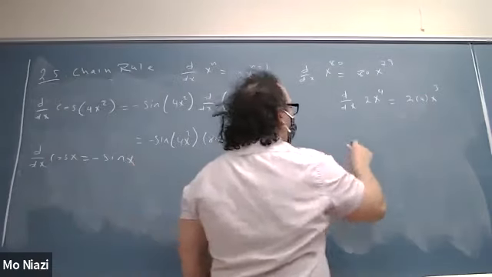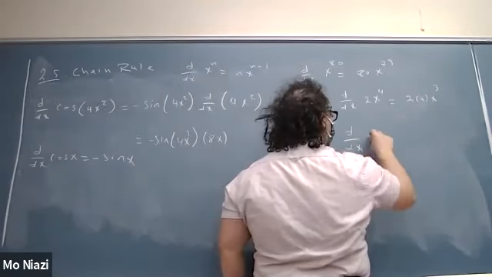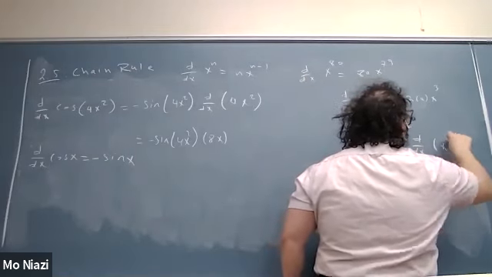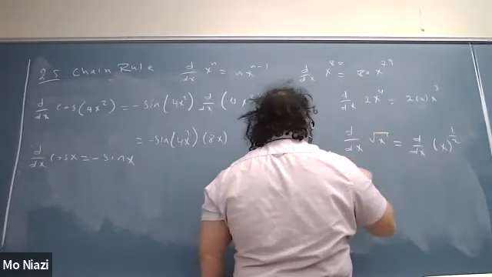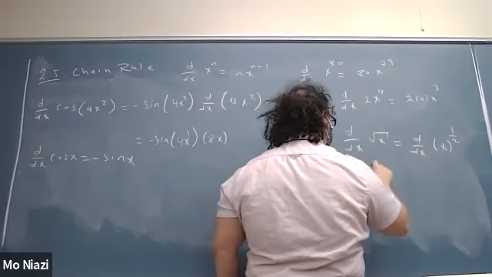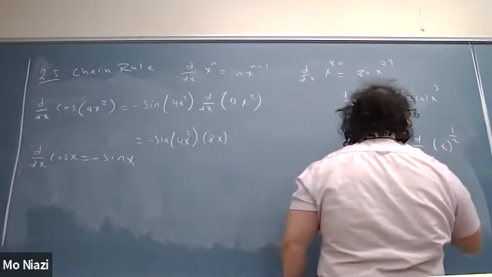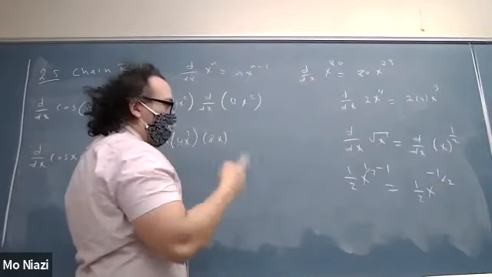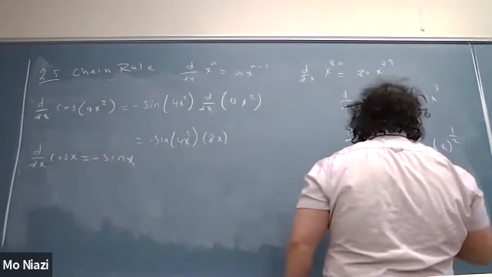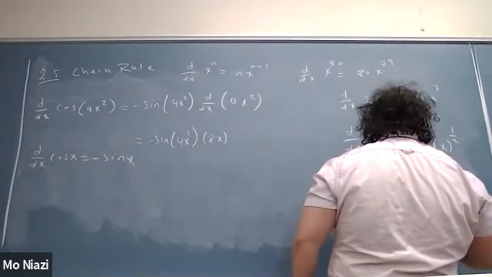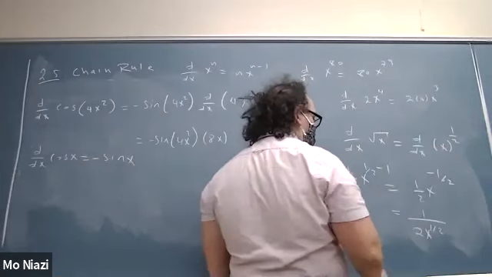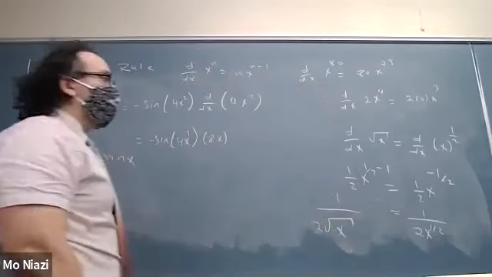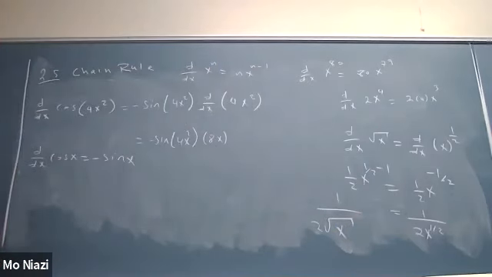So, interestingly enough, d dx of square root of x is the same thing as d dx of x to the 1/2 power. So when we bring that 1/2 down, x to the 1/2 minus 1 gives us 1/2 x to the negative 1/2. But remember from algebra, that's equal to 1 over 2 x to the 1/2 power. And then x to the 1/2 is just a square root. So this becomes 1 over 2 square root of x. And that's what the derivative of the square root of x is. It's 1 over 2 square root of x.